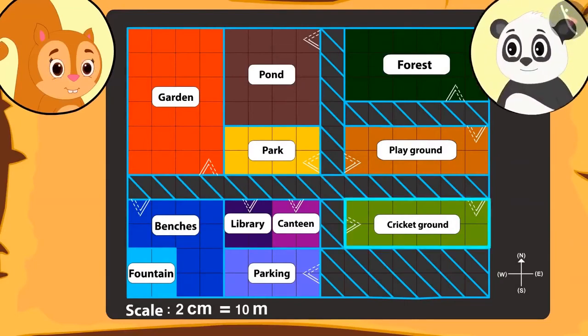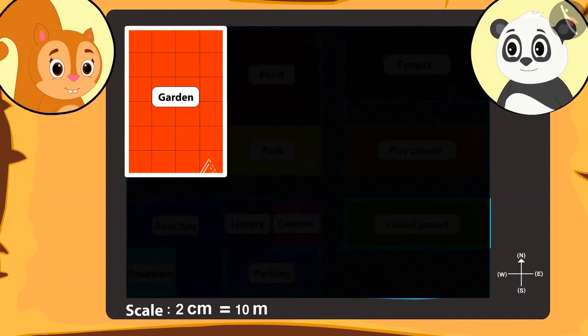Golu tells her that there is another place bigger than the cricket stadium and asks Chanda to tell the name of the place whose area is the biggest. Kids, can you also find that place with Chanda? That's correct. The area of the garden is the biggest.